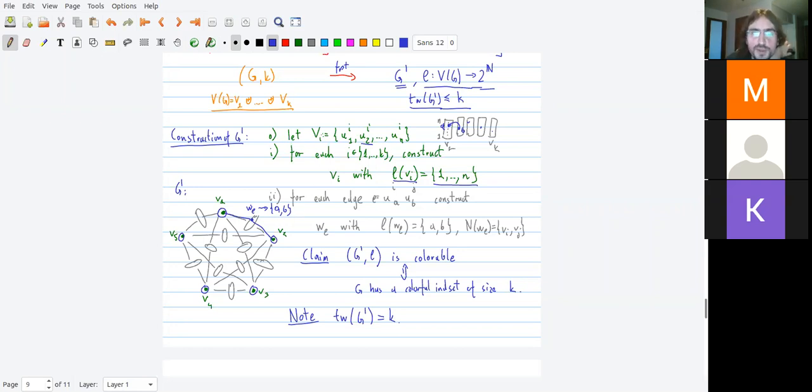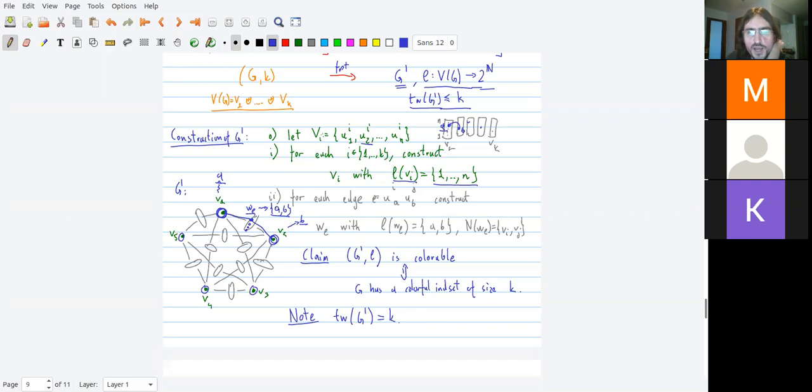Now observe what happens. If vertex v1 decided to have color a, decided to take vertex u_a1 from it, and vertex v2 decided to take color b, then there would be no color left for the vertex v_e. So the constraint that this vertex needs to be colored somehow puts a constraint that I cannot take color a at v1 and color b at v2 simultaneously. And this is exactly the constraint that we are dealing with in the multicolored independent set.